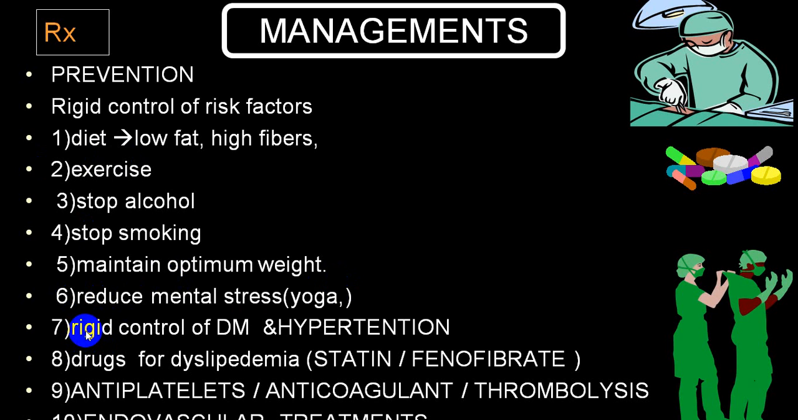If person is diabetic and hypertensive, rigid control of diabetes and hypertension. And if person has got hyperlipidemia, control of dyslipidemia by using statin or fenofibrates. If there is already atherosclerotic plaque formation, then antiplatelets. If there is unstable plaque, anticoagulants. And if there is already occlusion by thrombus, thrombolysis. And in spite of this, if still there is a chance of complication, endovascular treatments, or we call revascularization.